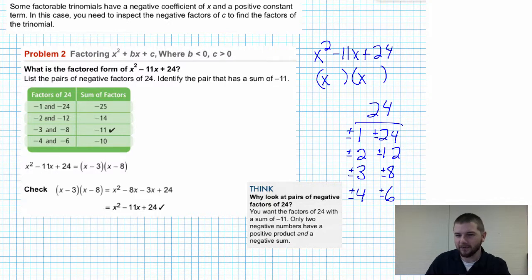I'm looking at negative 3 and negative 8. I recognize that when I add those two, I get negative 11. So those will be the constants that we will write into our binomials.